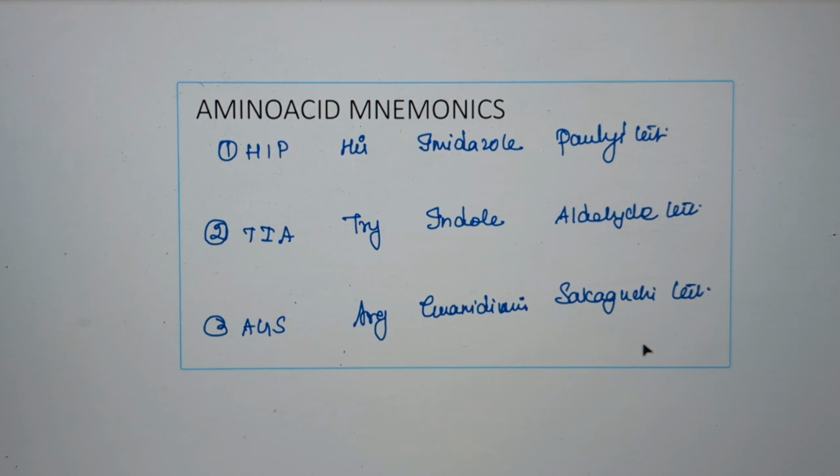Here we go. We have a few useful mnemonics to remember the functional groups and color reactions of specific amino acids. Number 1. HIP. Histidine has an imidazole group, tested by Pauly's test. Number 2. TIA. Tryptophan has an indole group, tested by Aldehyde test. Number 3. AGS. Arginine has a Guanidine group, tested by Sakaguchi test.